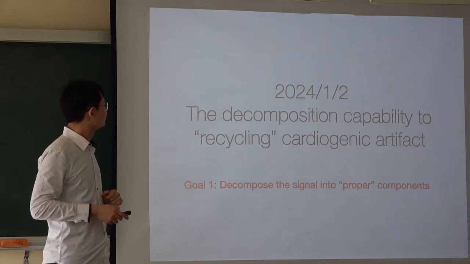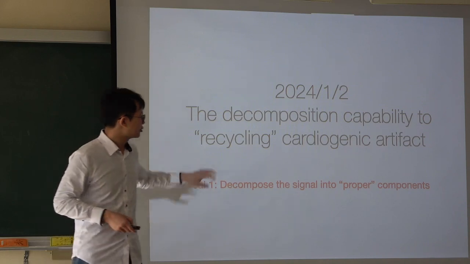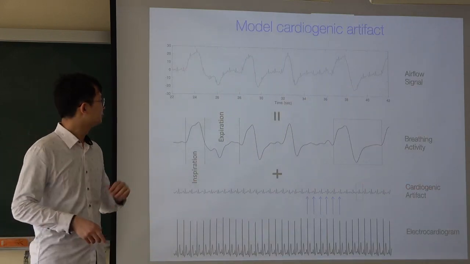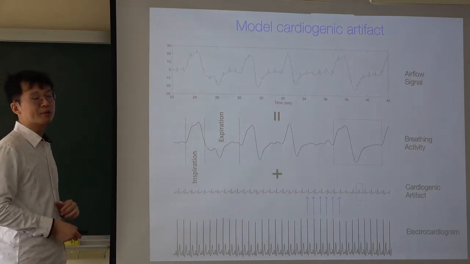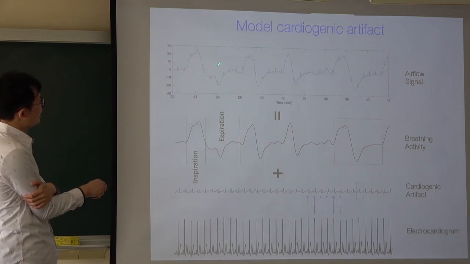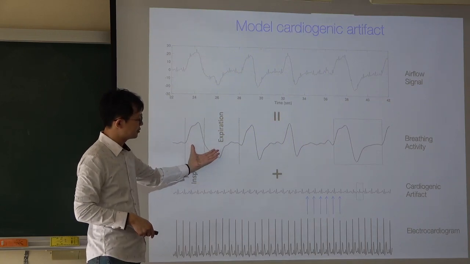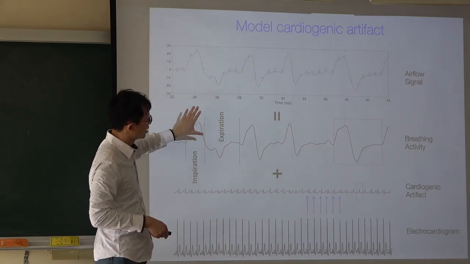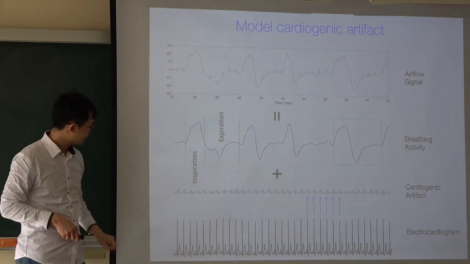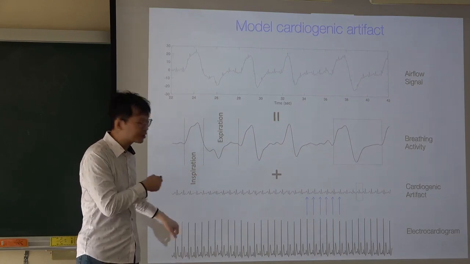The first example is the decomposition capability to recycle cardiogenic artifacts. This is simulated data to help you visualize what's going on. This is a recorded airflow signal that you may see in practice, and this is the simultaneously recorded breath. This is the breathing activity inside the signal, and this is the cardiogenic artifact, and you can see that's the ECG signal, which has beat-to-beat correlation.